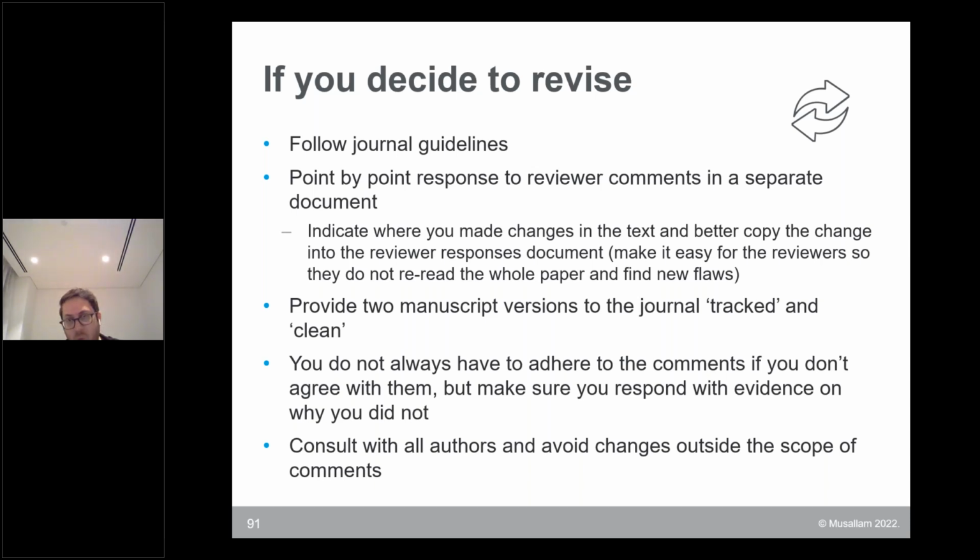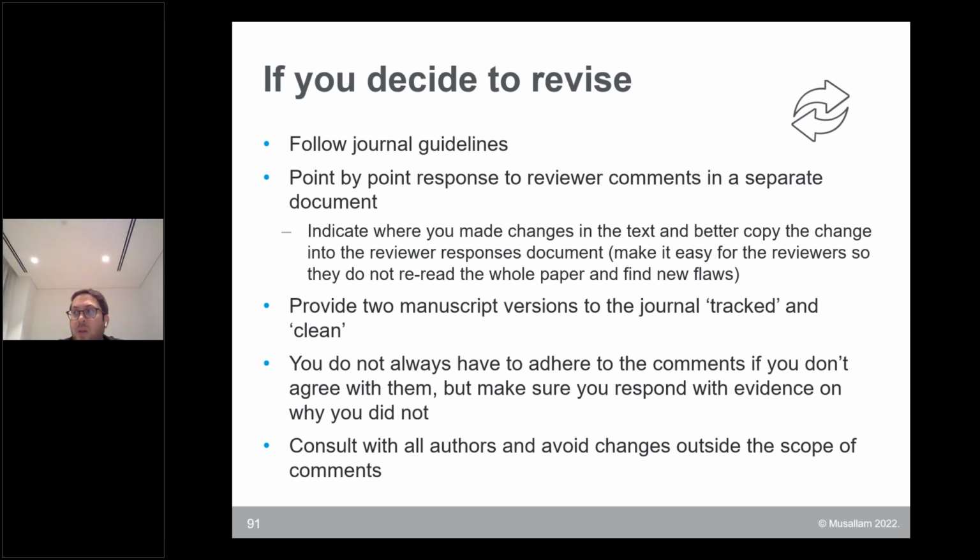And if you don't agree with the reviewer, that's okay. You don't always have to agree with them, but be polite about it. Say that, we really thank you for this thoughtful comment, but we don't agree because, and then you can explain yourself. So you don't always have to agree with the reviewer on something.